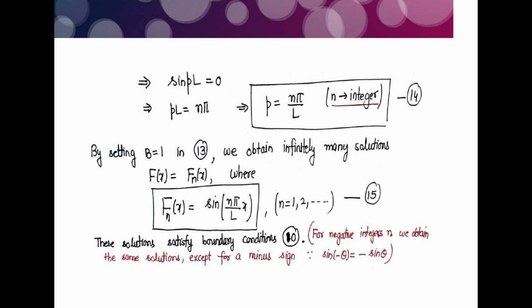So finally we have the solution of the first order differential equation corresponding to parameter x, and we have that solution by f n of x, which is equal to sine of n pi over L x. n is taking values 1, 2, 3 and so on, equation number 15.